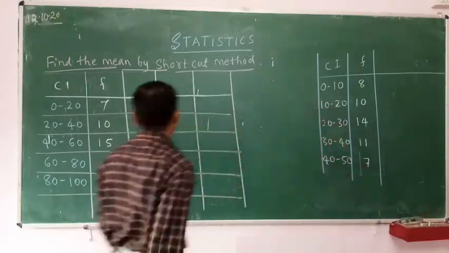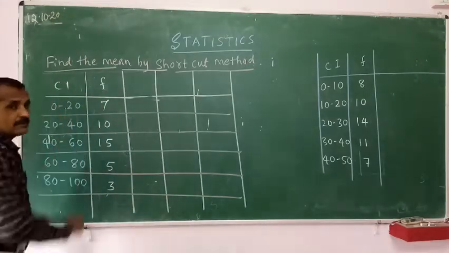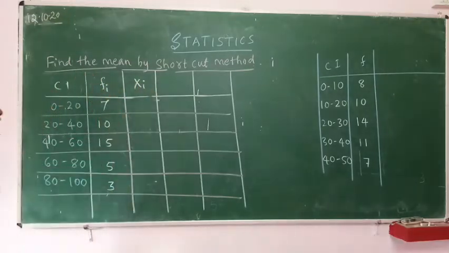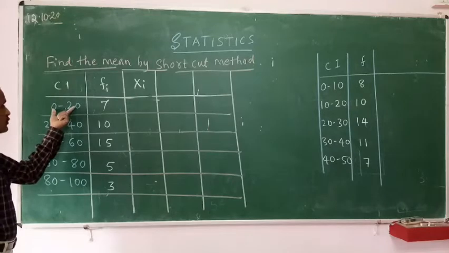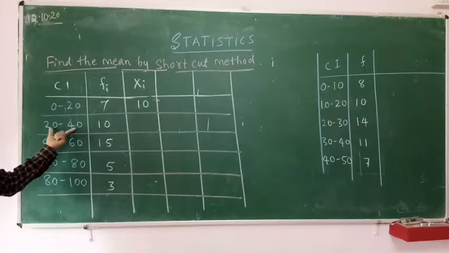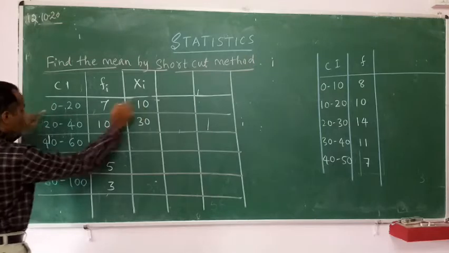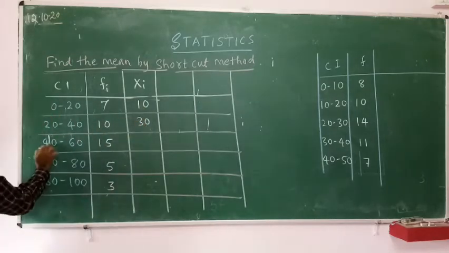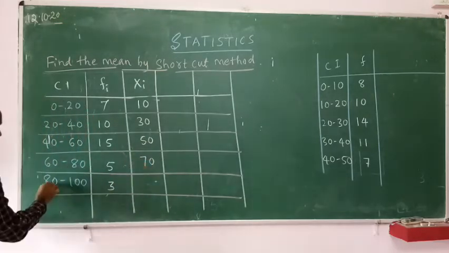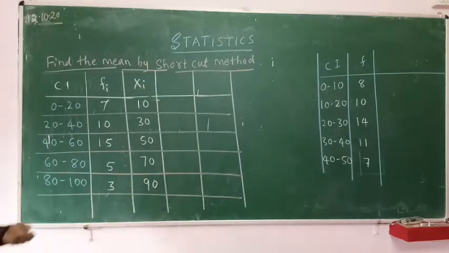Third column is always any method, it may be any method. These 2 columns will be given in the exam question. The third column is xi. xi is a class mark. 0 plus 20, 20 by 2 is 10. 60 by 2 is equals to 30. See here, from here 10 more, from here 10 more, 10 more from here it is 50, then 70, then 90. We got the xi terms.